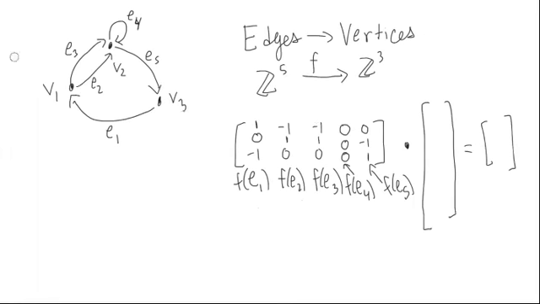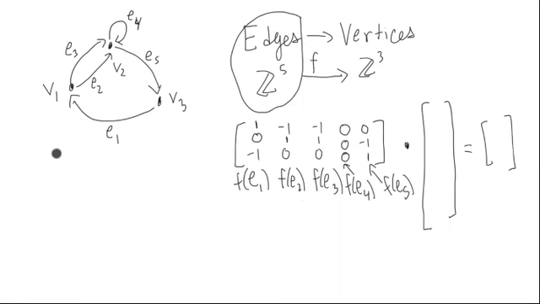This is an example. What we're doing is we're having a map or a function that preserves Z-module structure from Z5 to Z3. Z5 represents edges. So we've labeled our edges. Our edges represent standard basis elements in Z5. Our vertices represent standard basis elements in Z3.